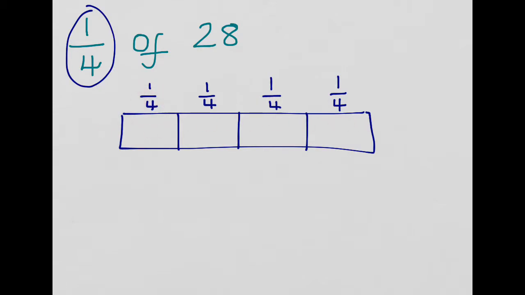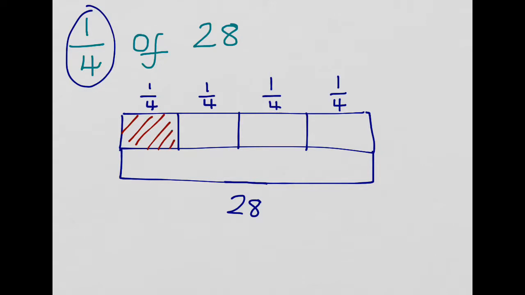I've now got 28, so I'm going to draw another bar underneath, and that bar represents the 28. And some people write their numbers in the bar, and sometimes people prefer to write them outside the bar. I don't actually mind, but that is 28. Now we want 1/4, which is just one part of that.